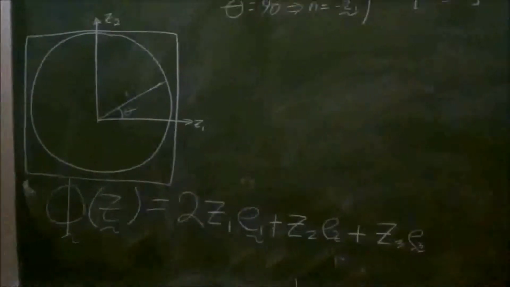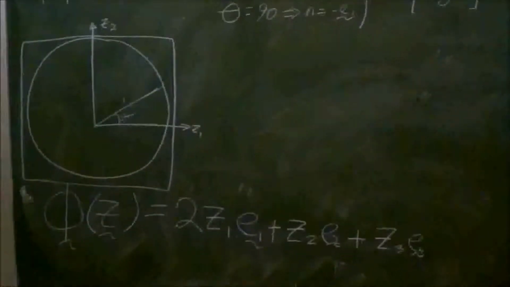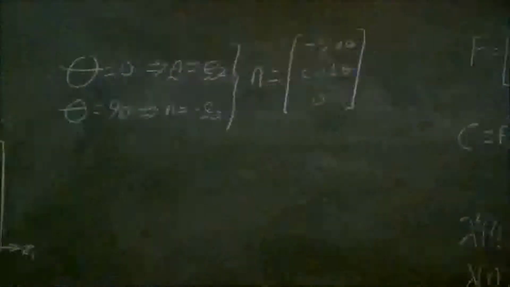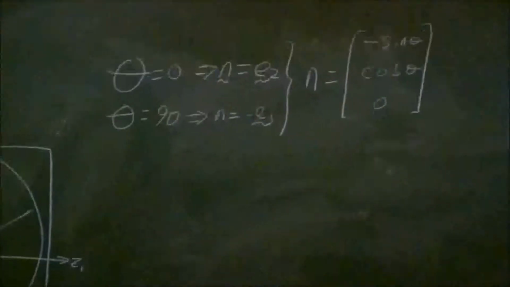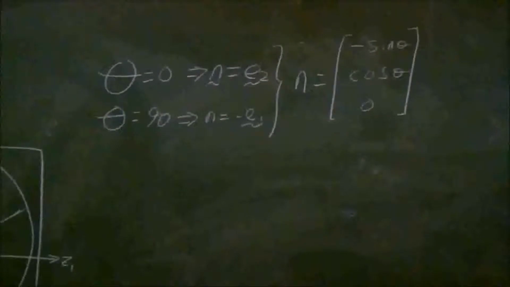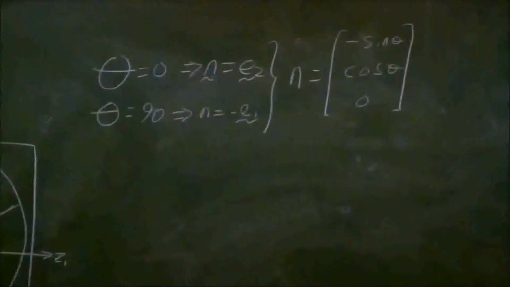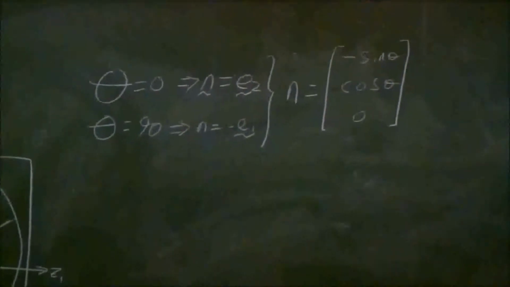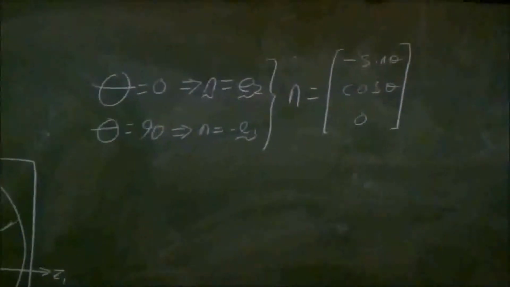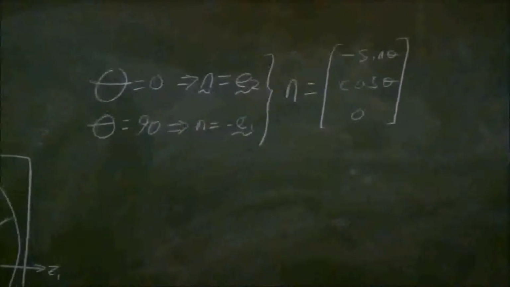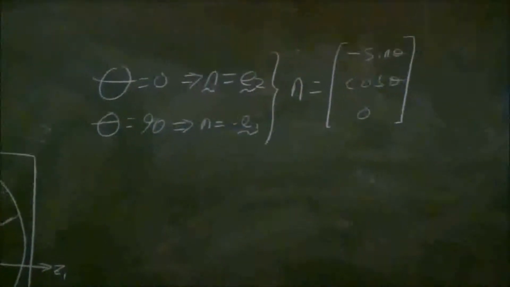First step of the problem is to find the normal vector, unit normal. At theta equals 0, we see that that vector is equal to e2. At theta equals 90, that vector is simply negative e1. Combining those two results, we deduce that that vector must be negative sine theta, cosine theta, and 0.